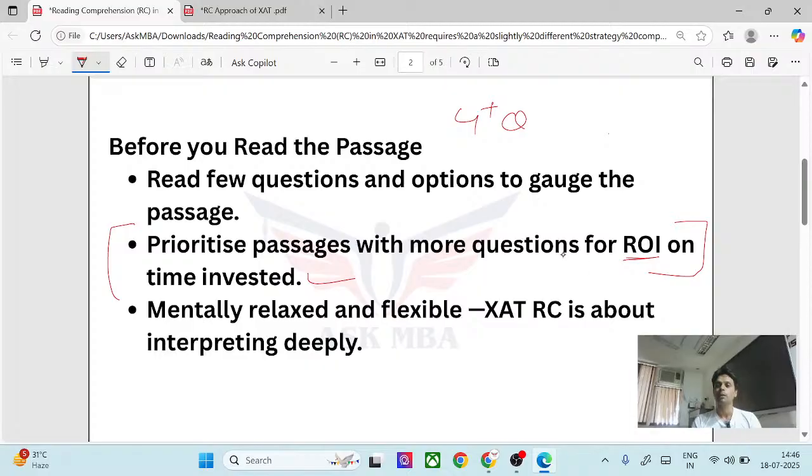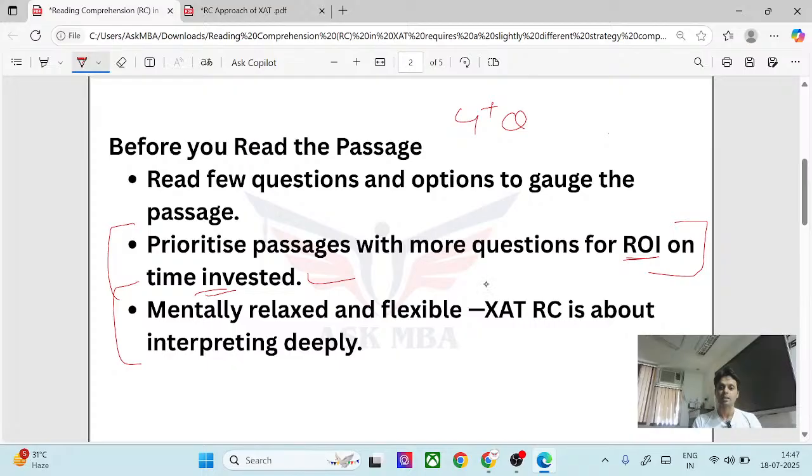रिटर्न ऑन इन्वेस्टमेंट मतलब कि मैं कितना टाइम इन्वेस्ट करता हूँ. गाइस समझो, एमबीए एंट्रेंस एग्जाम में टाइम इज योर करेंसी. टाइम इज द करेंसी विच यू आर सपोज टू इन्वेस्ट वाइजली. दैट इज द मनी यू हैव. In fact, in life also, you can earn money, but you cannot earn time. So time is the most important thing.